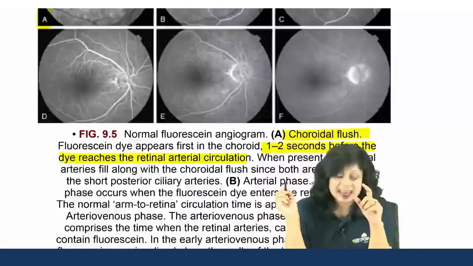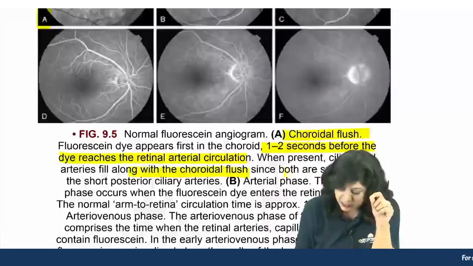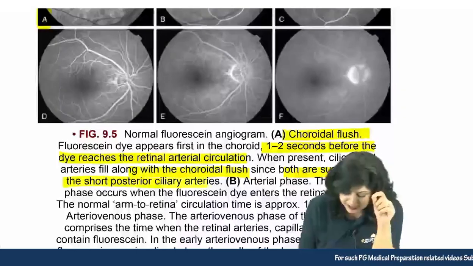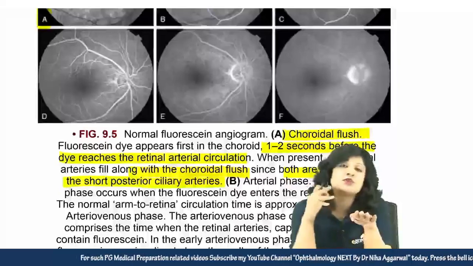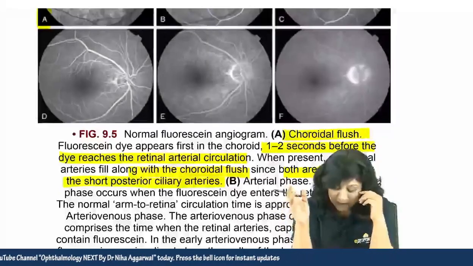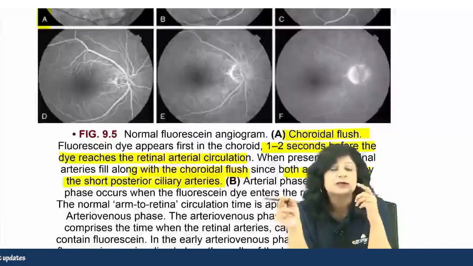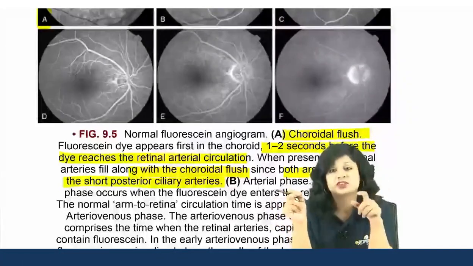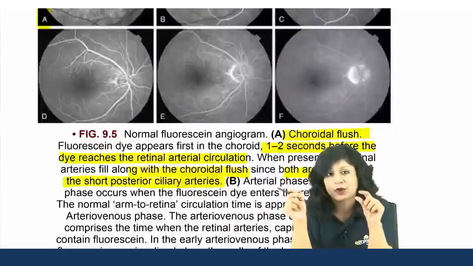Now what they are saying is that when present, cilioretinal arteries fill along with the choroidal flush, since both are supplied by the short posterior ciliary arteries. Along with this, when it is going to the choroid, it is also filling the cilioretinal arteries. What is the reason? Why cilioretinal arteries? Because both are supplied by the same source, that is short posterior ciliary arteries. So sometimes they are also catching questions from these short notes which are written beyond the figure.